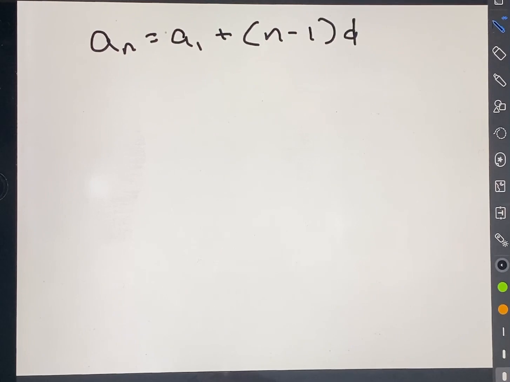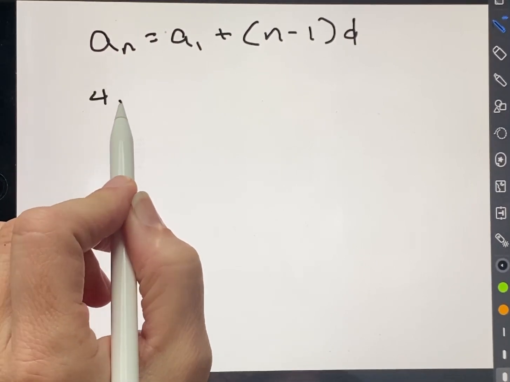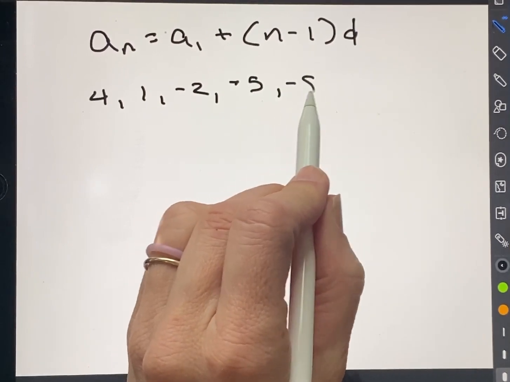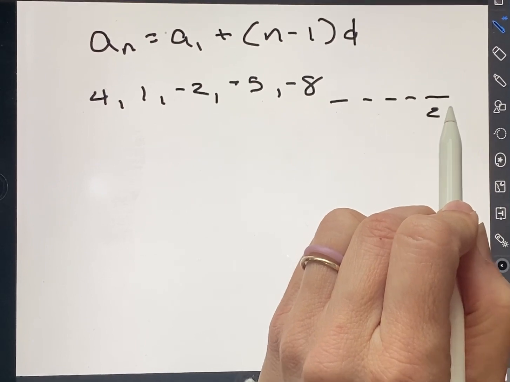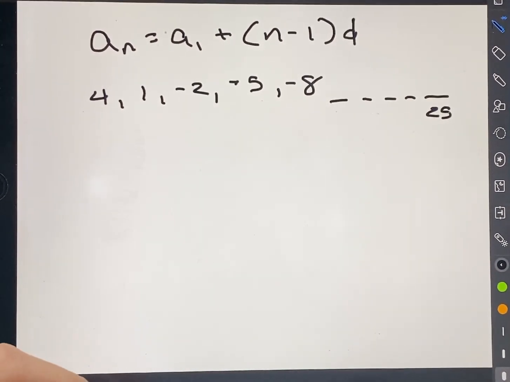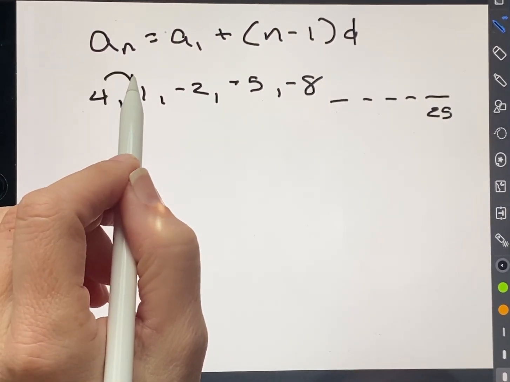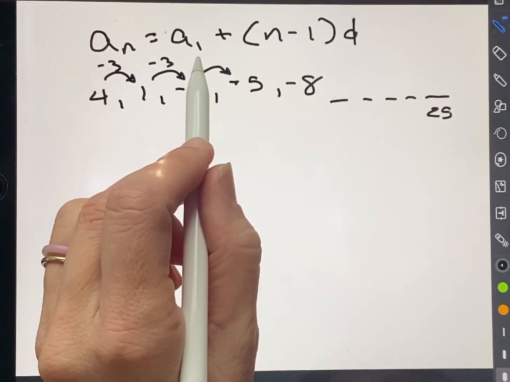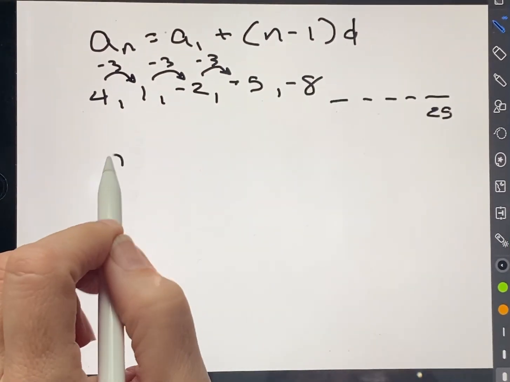Okay, let's look at number 25. We have a list of numbers, and it says 1, 4, -2, -5, and -8. Okay, I want to go all the way down to 25. What am I jumping by? Let's see if we have a common difference. Well, each time it looks like I'm subtracting 3, minus 3 for each one. So minus 3 is our common difference.